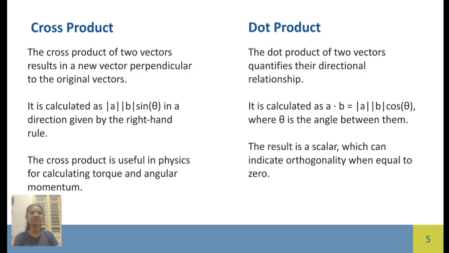Dot product. The dot product of two vectors quantifies their directional relationship. It is calculated as a · b = |a||b| cos θ, where θ is the angle between them. The result is a scalar which can indicate orthogonality when equal to 0.